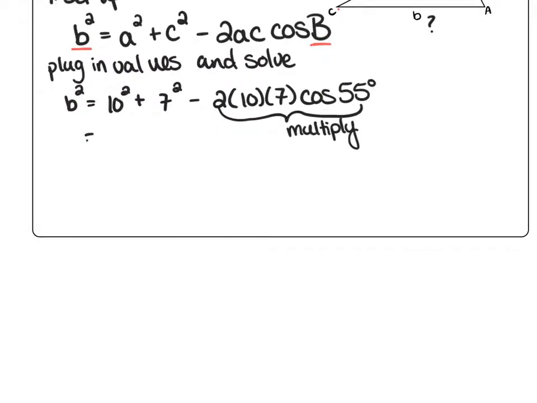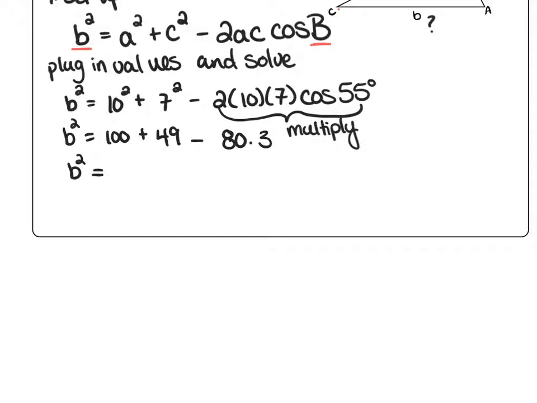Okay, so 10 squared is 100 plus 7 squared, which is 49. And then minus 2 times 10 times 7 times the cos of 55. So when I multiply all of that together, I get 80.3. So once you have that multiplied and you've done your exponents, then we can add and subtract.